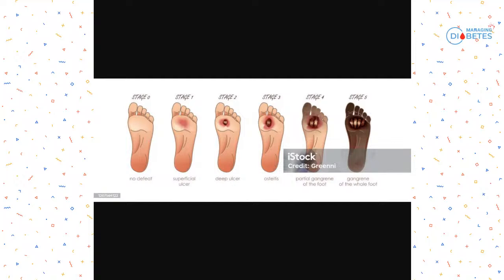These are the stages. The first one here, where my mouse is pointing, is stage 0. The second one is stage 1. Stage 0, where I'm pointing now, says normal foot.